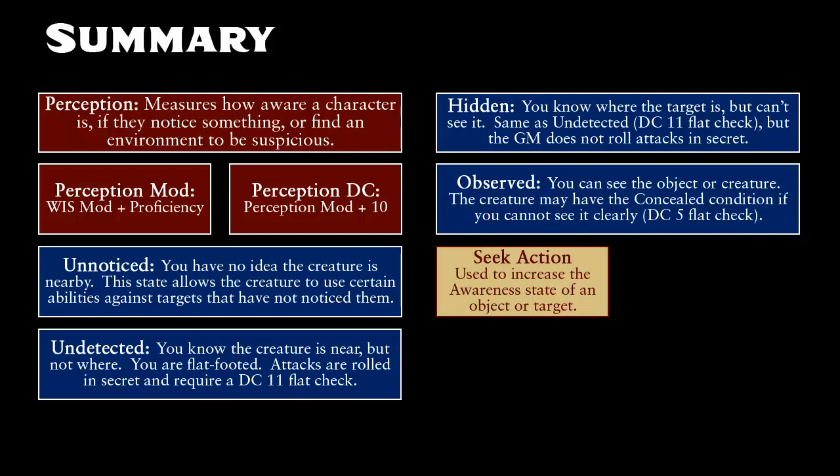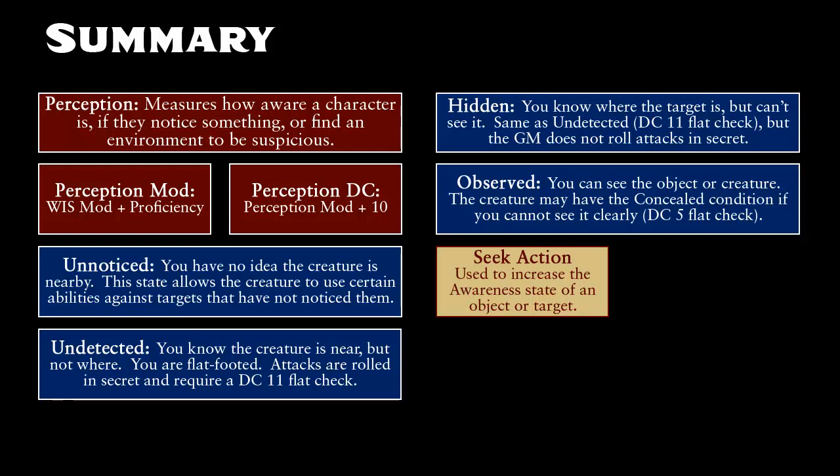With a successful seek action, the awareness state of the target increases by 1 step from undetected to hidden to observed. Critically succeeding a seek action increases the awareness by 2 stages. However, the highest level of awareness you can have with a creature is limited by what sense you are using to detect them. And if you are using vision, then you are further limited by the area's lighting.